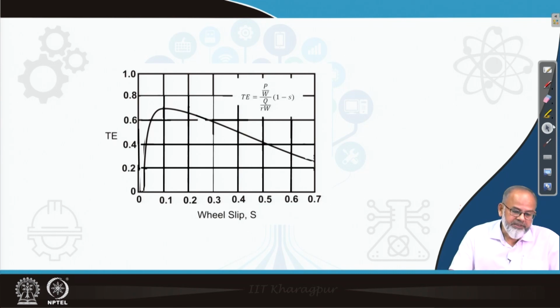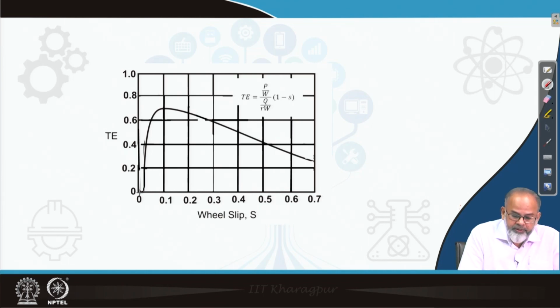Now, tractive efficiency. Tractive efficiency is defined as the drawbar power to axle power. I have given the expression for that, P·V over Q·ω, which is nothing but thrust by W into 1 minus S. That means tractive efficiency is the ratio of two powers. One is the drawbar power, the other one is the axle power. That ratio also depends on the slip.